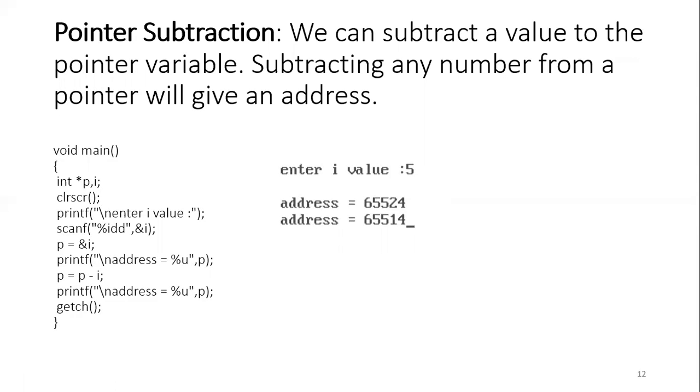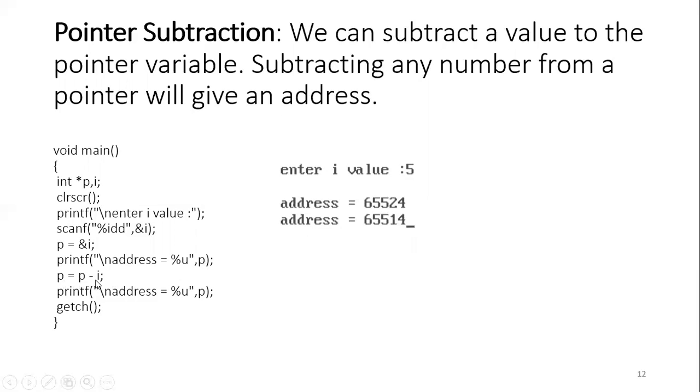Similarly, the next operation is pointer subtraction. We can subtract a value from the pointer variable. Subtracting any number from a pointer variable will give an address. Now, here I have taken P as an integer pointer, I is the normal integer variable. Here I am entering the value of I as 5. So initially P is containing address of I. Say that address of I is 65,524. Now I am displaying that address onto the screen.